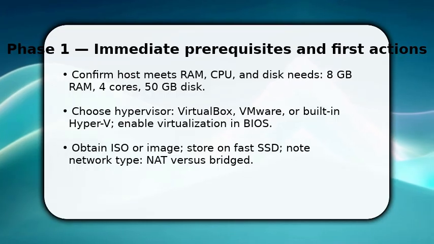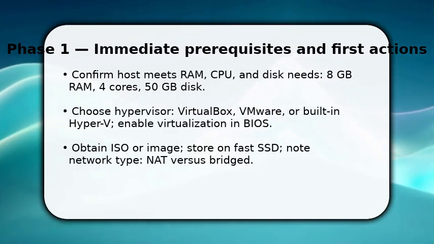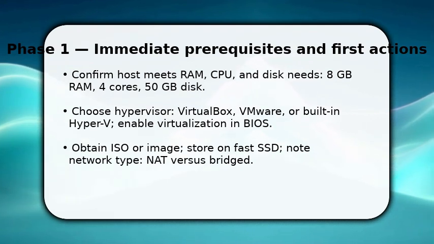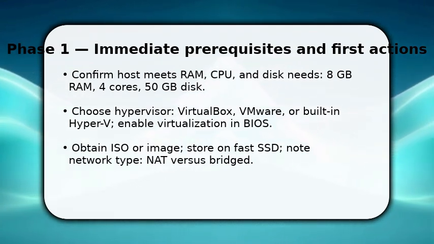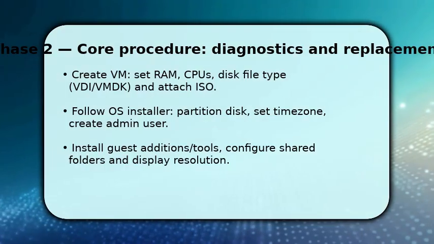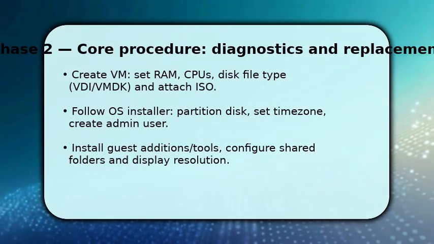Next, get the OS ISO or prefab image and place it on a fast SSD so installation proceeds without delay. Make sure you choose NAT versus bridged networking early. You now perform the detailed installation and optimization steps.